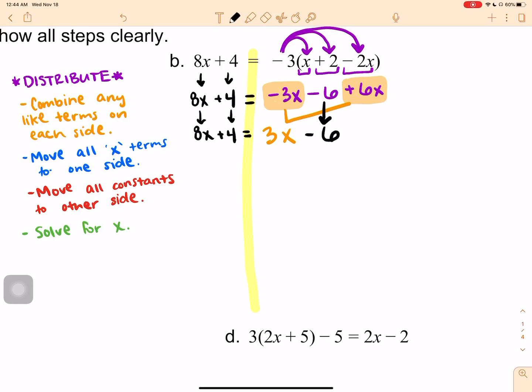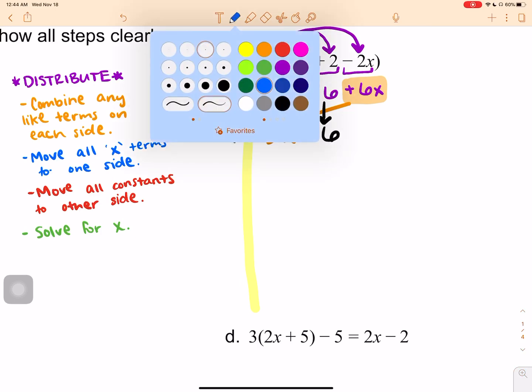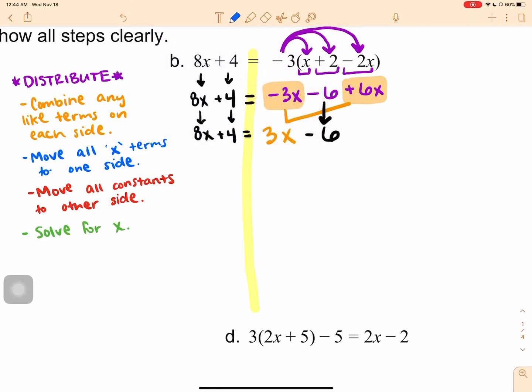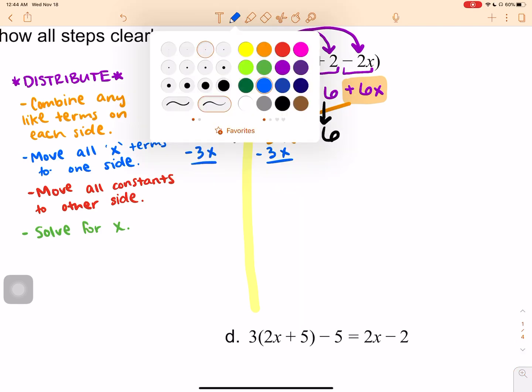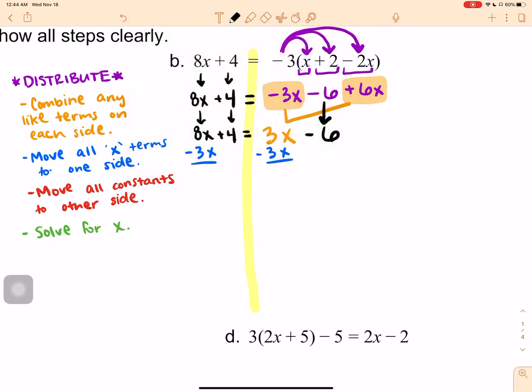Now it says move all terms to one side. Again, you could always move them over to the right, but I usually default to moving them over to the left. So if this is a positive 3x here, I'm going to subtract 3x from both sides, like so. Okay, so on the left-hand side, 8x minus 3x is a 5x. Bring down the plus 4. 3x minus 3x is 0. So I just have to bring down the negative 6.